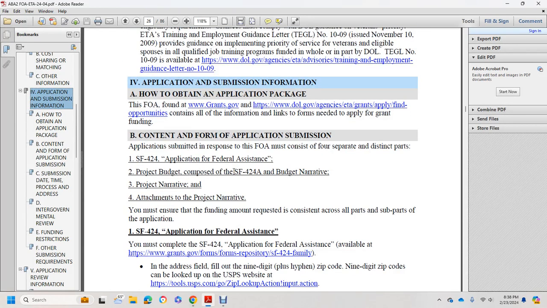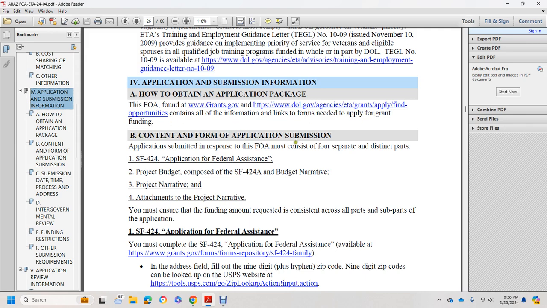Alright, part 4, application submission information. 8, how to obtain the application package. The funding opportunity is on grants.gov, with the Department of Labor as the agency, the ETA. The grants application funding opportunities contain all the information, links, and forms needed to apply for the grant funding.